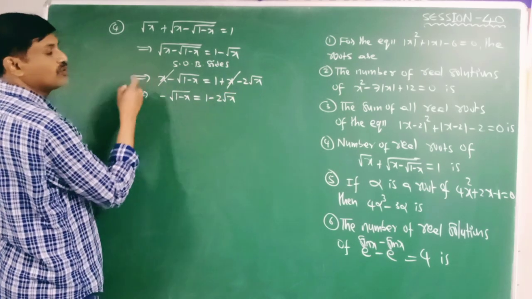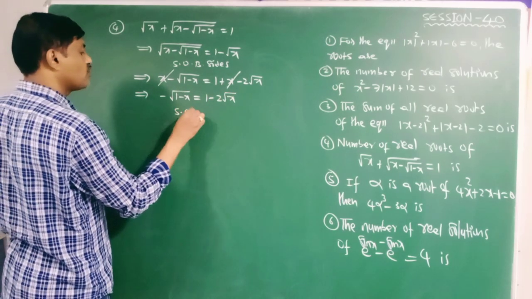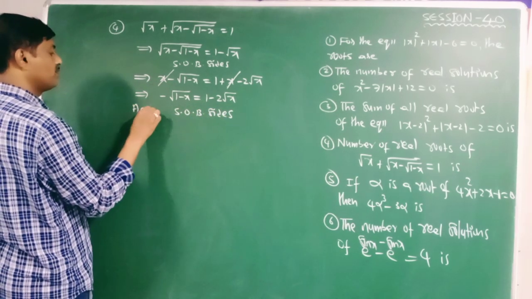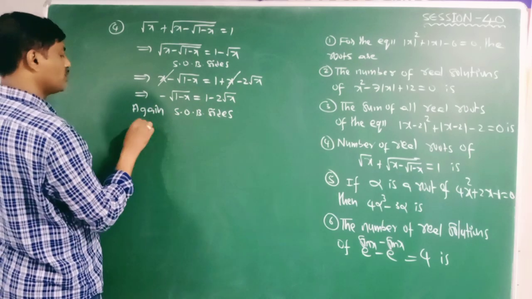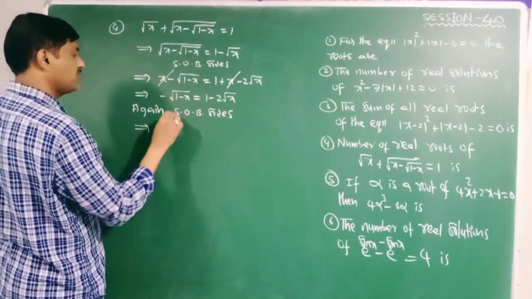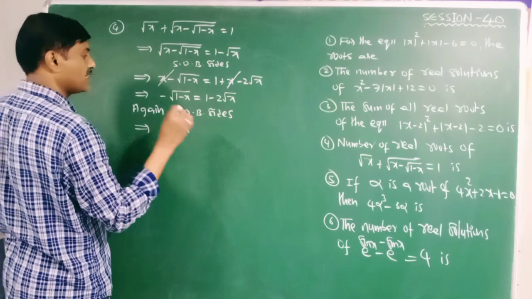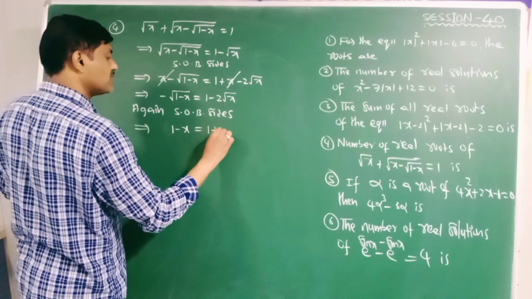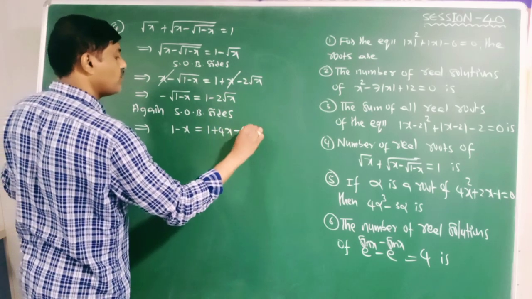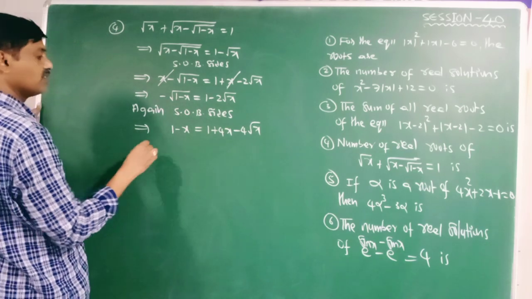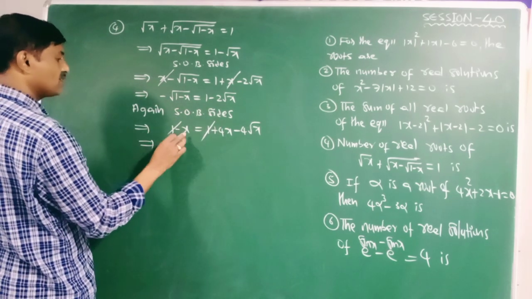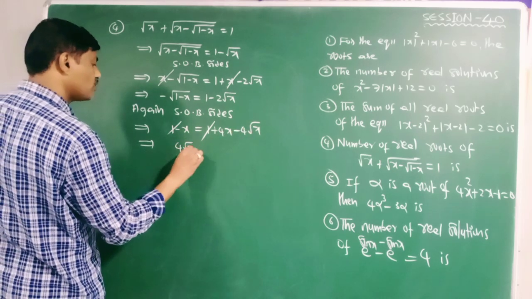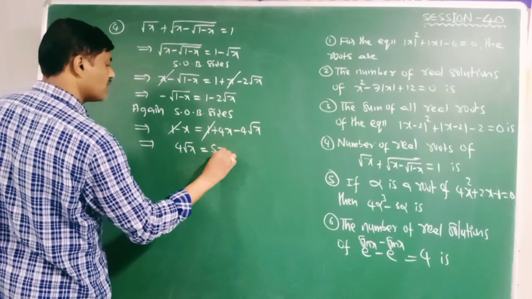So once again we have to square both sides. Now minus will become plus, root over 1 minus x will become 1 minus x is equal to (1 minus 2 root x) whole square, means this is 1 plus 4x minus 4 root x. Now 1 cancels here. This is minus x, this is 4x, bring that side, 4 root x bring this side, this is 4 root x is equal to 5x.